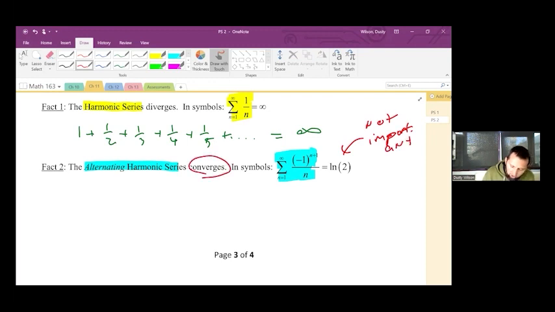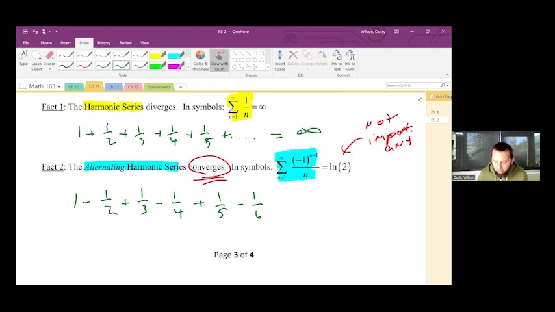What is important is that it converges. So what does this mean? This means that if I put in n equals 1, I'm going to get a positive 1 out. So it means 1 minus 1/2 plus a third minus a fourth plus a fifth minus a sixth. So the signs are changing, but it's the same series as above, but now the signs are changing. If I continue on in this path forever, I would say that this converges. It equals a number.